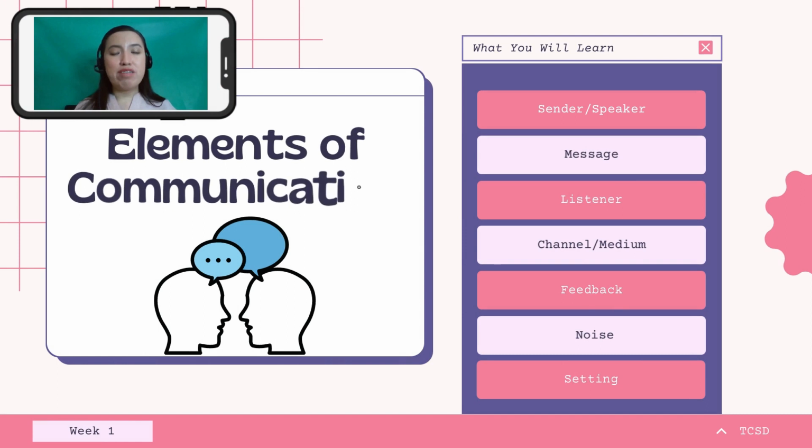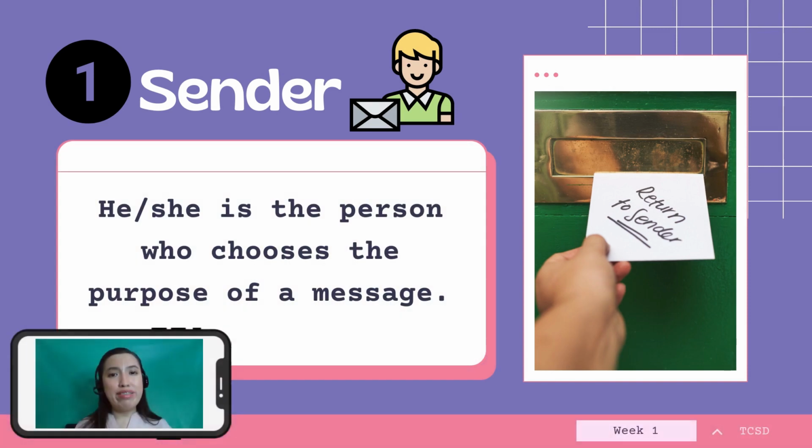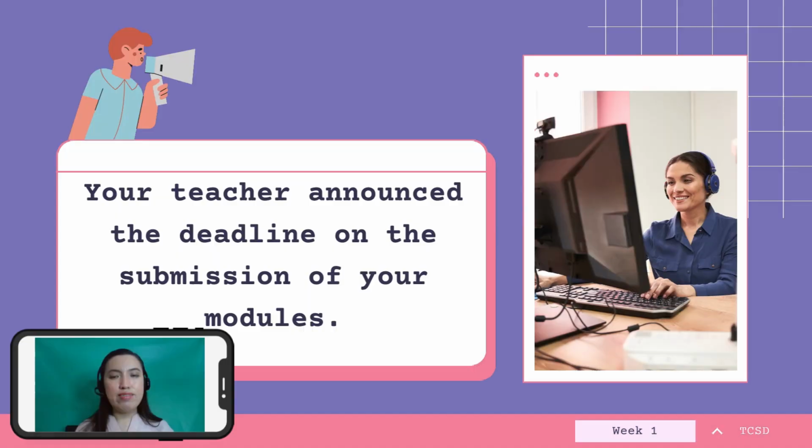There are 7 elements of communication: sender or speaker, message, channel, the receiver, the feedback, the noise, and lastly, the setting. The first one is the sender. He or she is the one who chooses the purpose of the message. If you are the one who sent the message, you are the sender. For example, when you send a message to your group chat, you are considered the sender.